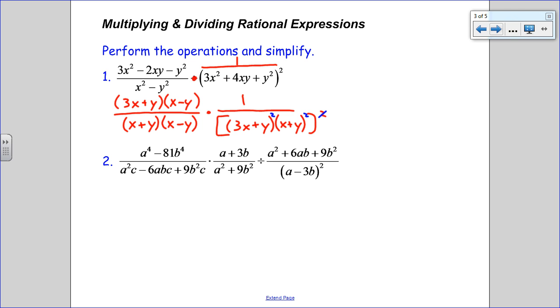So how do we simplify? We look for common factors. There's a factor of 3x plus y in the numerator and 2 factors in the denominator. There's a factor of x minus y in both the numerator and denominator. We can write our final answer then as 1 over the quantity x plus y cubed.